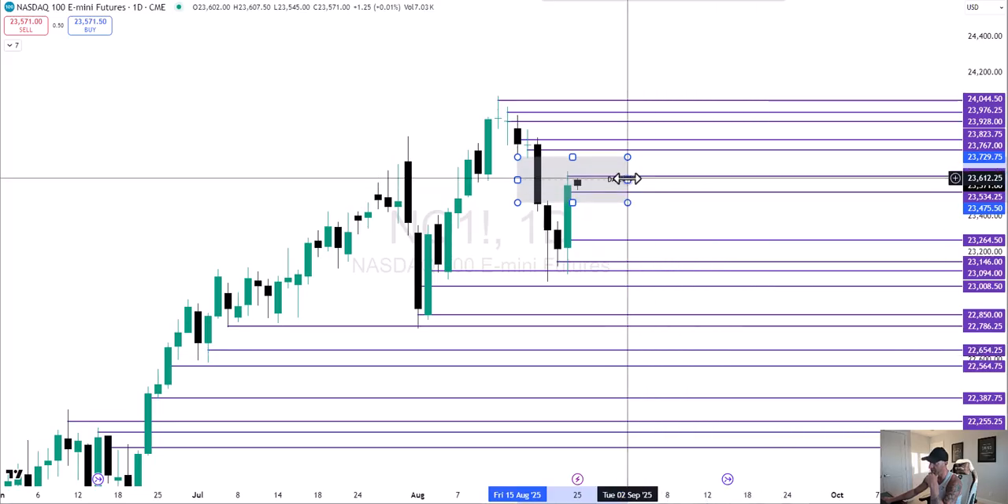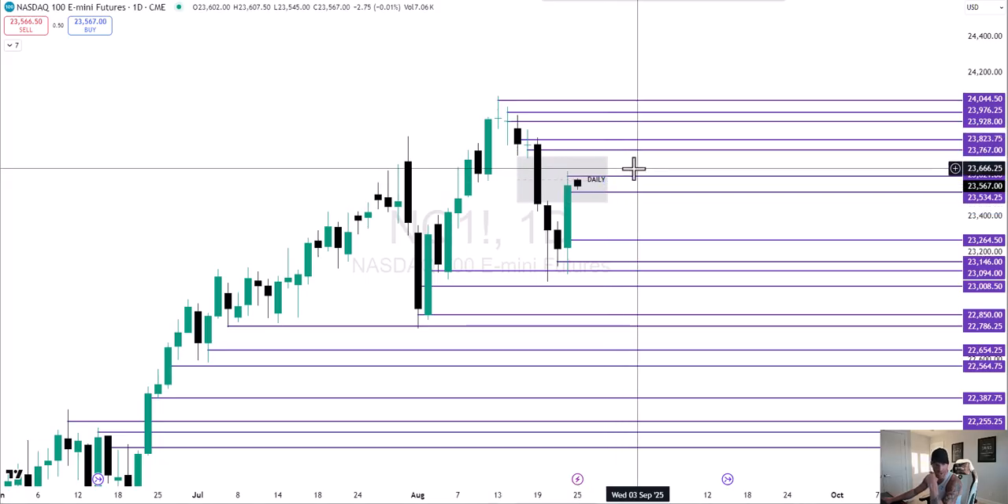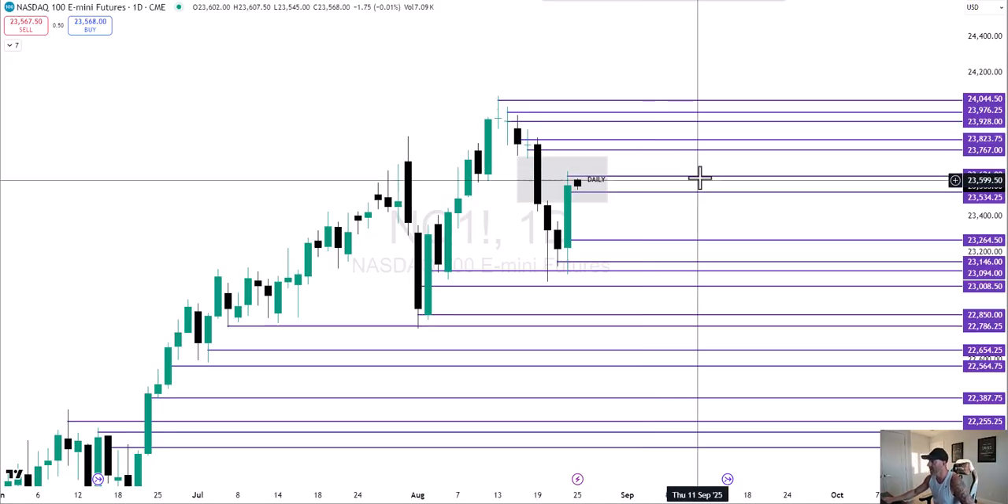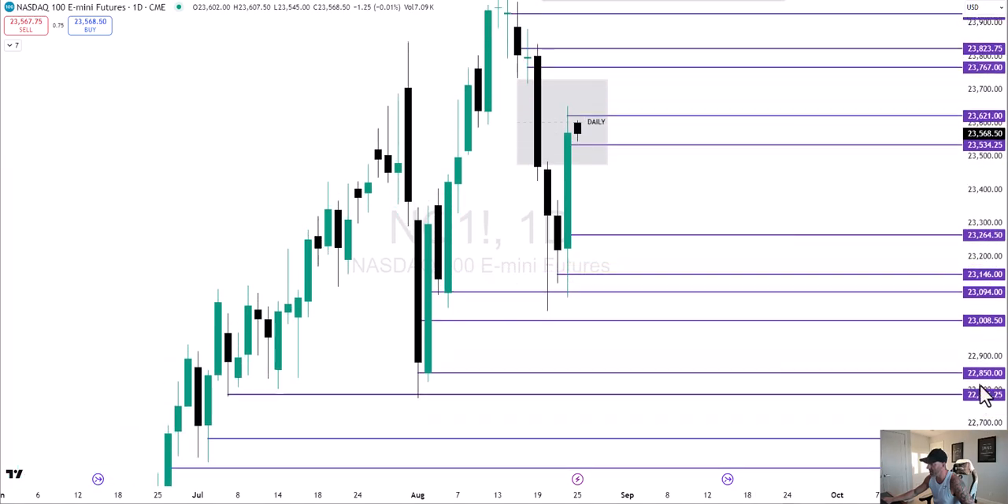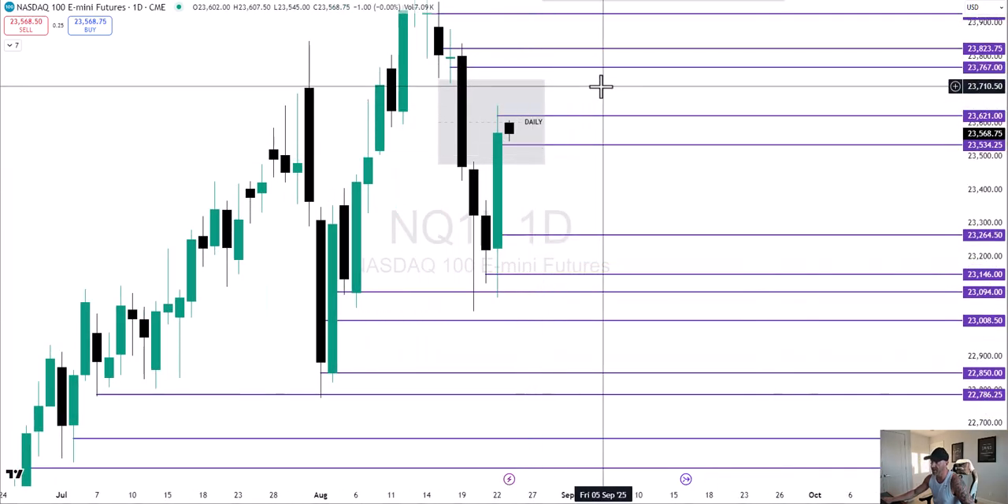Sometimes it's just choppy for a couple days until we pick a direction. So we'll kind of see what happens. I'll be honest, I haven't really checked the economic calendar. I'm just getting back from my trailer today, so I'm going to see what kind of news we have. If we don't have any, it might be a choppy couple days because we're in this daily right here.